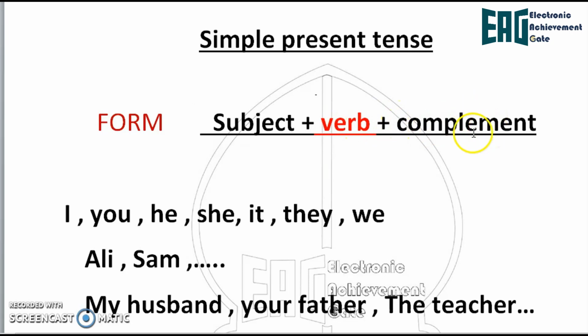We will talk in details of each one. First we will talk about the subject. The subject could be one of the pronouns I, you, he, she, it, they, we.